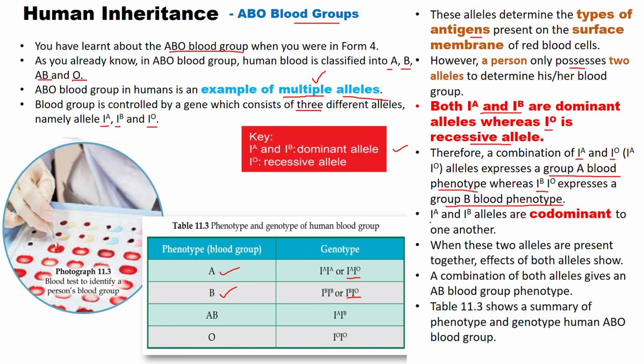Okay, if IA and IB are present together, the effects of both alleles show, because they are dominant. So in this case, we call it co-dominant to one another. So this combination of both alleles is going to result in the person having AB blood group phenotype.